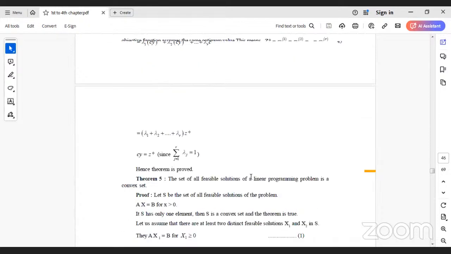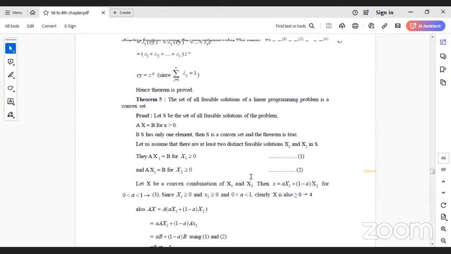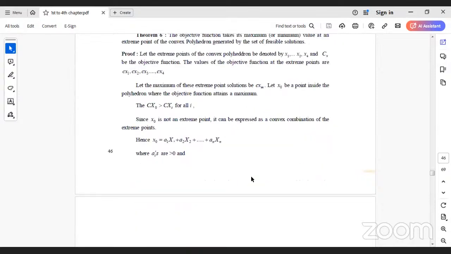So this is the theorem. Cy is equal to z star. Lambda is common, lambda 1 plus lambda 2, and so on plus lambda power r z star. So the theorem is completed and proved here. Theorem 5, theorem 6 you have to study.